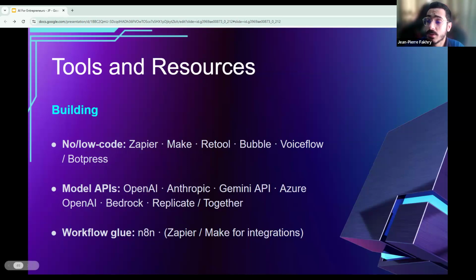So again, all of the other ones, the no-code ones, they do the same. Also, there's N8N that is worth mentioning. Now, for the model APIs, we spoke about them basically.